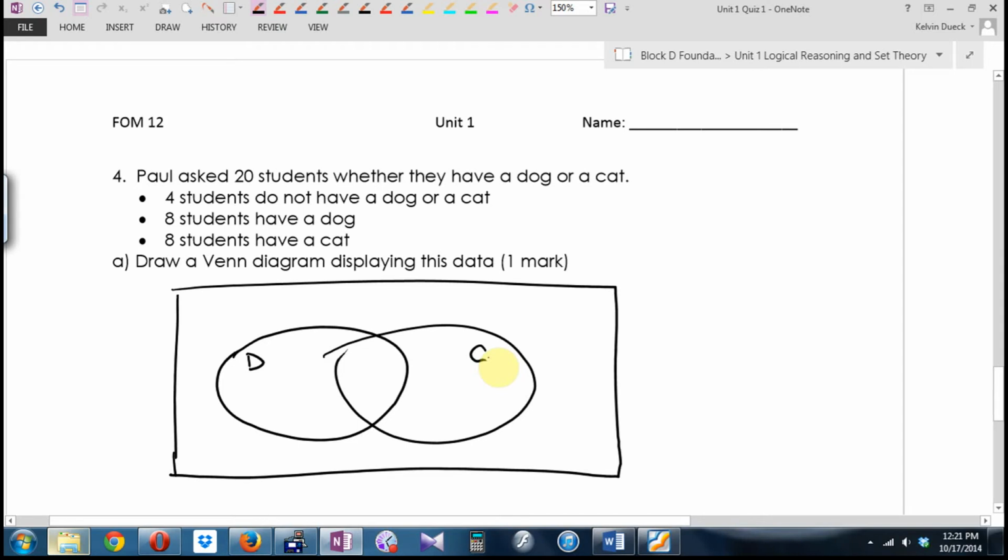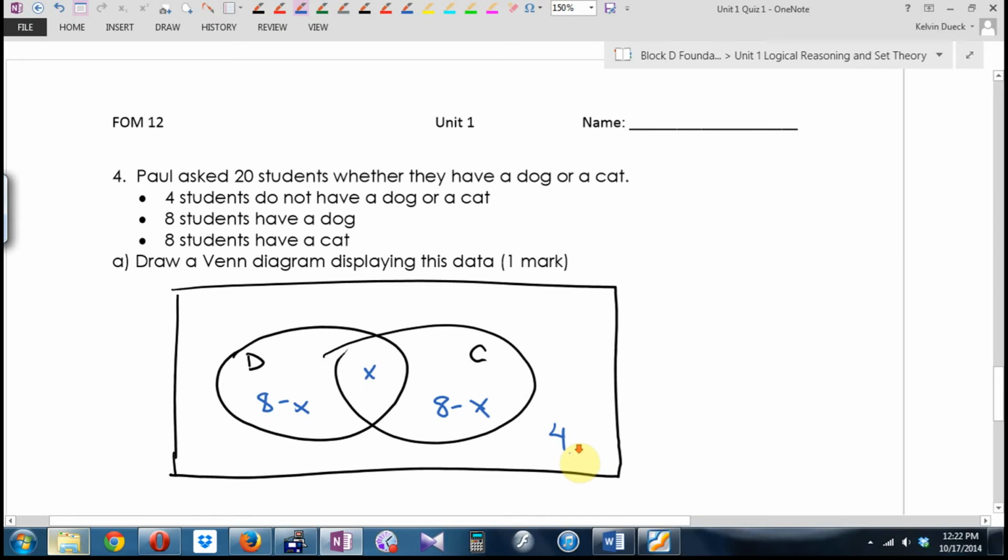Did they give me the overlap? Nope. Okay. X. 8 take away X. Also 8 take away X. 4.